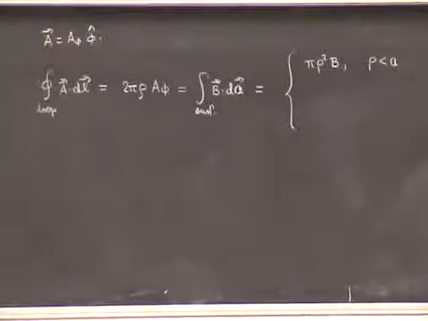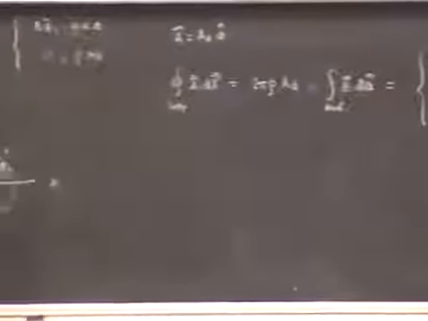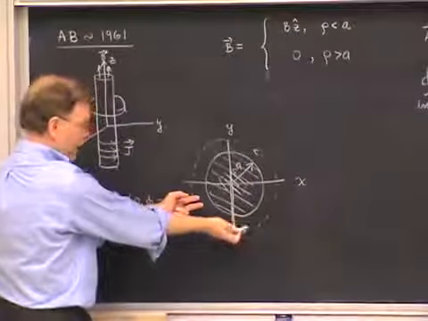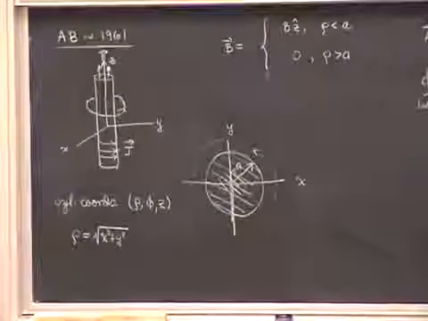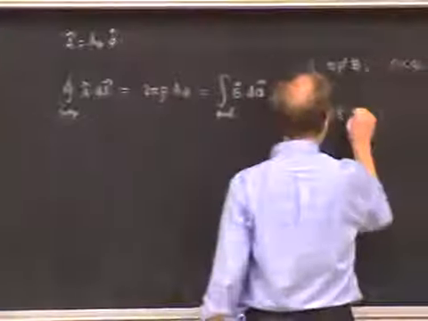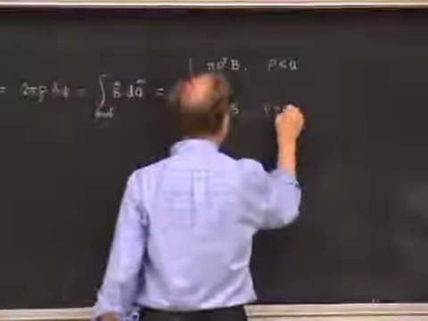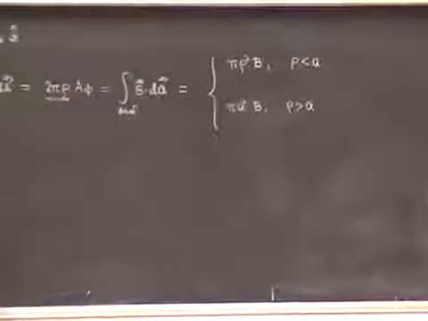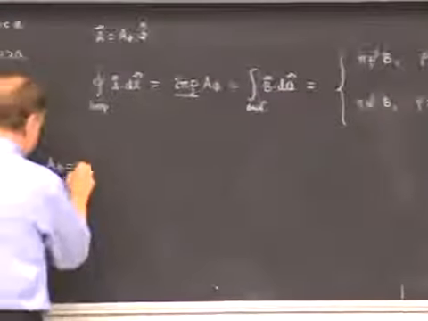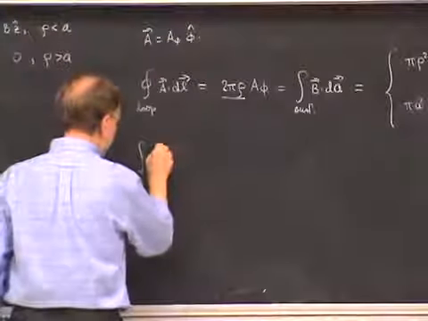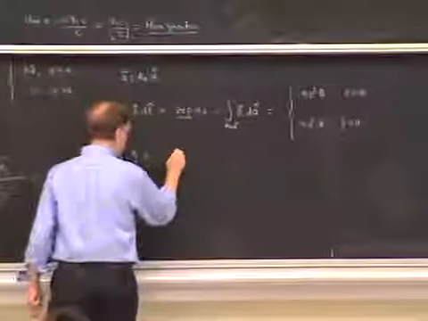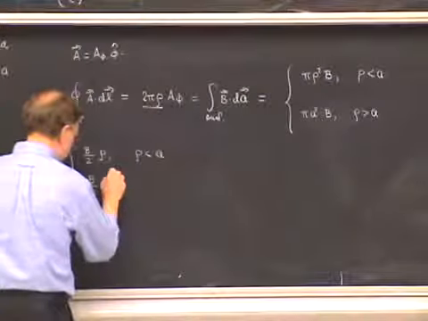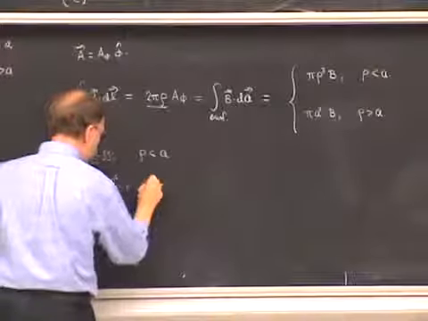And if the loop is outside the solenoid, then we pick up the magnetic flux from the entire solenoid of radius A, but nothing beyond that because there's no magnetic field beyond that. So in this case, it just turns into pi A squared times B for rho greater than A. And so dividing by 2 pi rho, we can solve the vector potential and find A phi is equal to B over 2 times rho if rho is less than A, and B over 2 times A squared over rho if rho is greater than A.